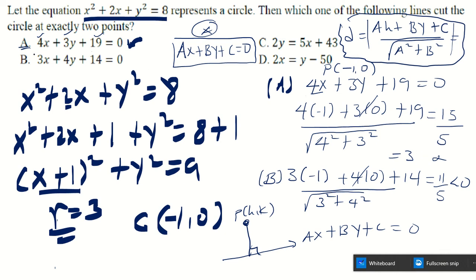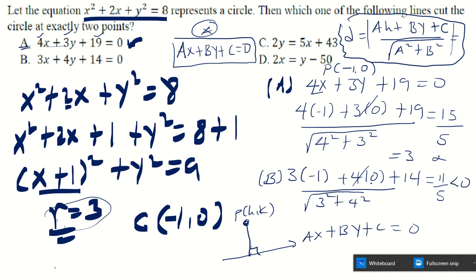That means this line is exactly a tangent line to the circle, because the radius of the circle is 3, and the distance between the line and the center of the circle is 3. This line is tangent. It doesn't work, because the question says which one of the following lines cuts the circle at exactly 2 points. This one is tangent, so it doesn't work.